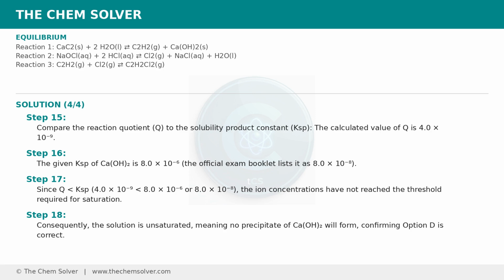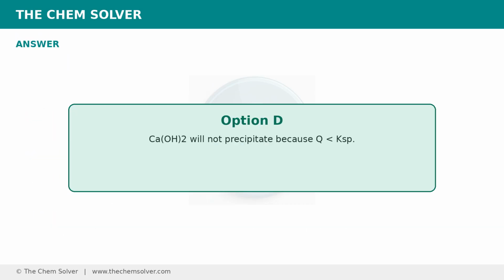The ion concentrations have not reached the threshold required for saturation. Consequently, the solution is unsaturated, meaning no precipitate of Ca(OH)2 will form, confirming option D is correct. The correct answer is option D. Ca(OH)2 will not precipitate because Q is less than Ksp.